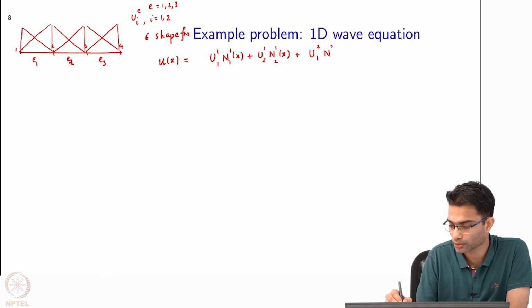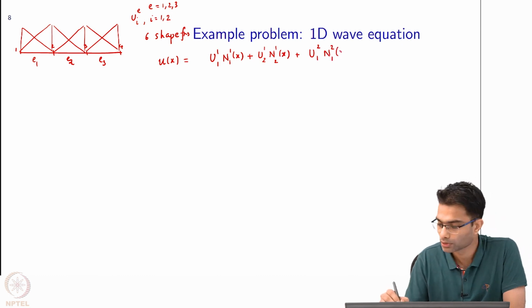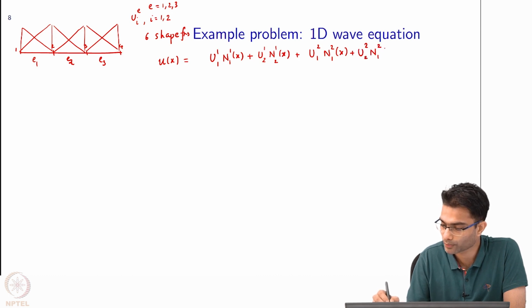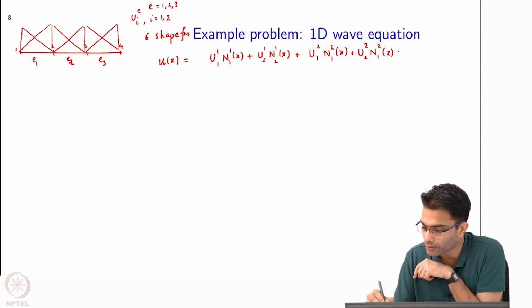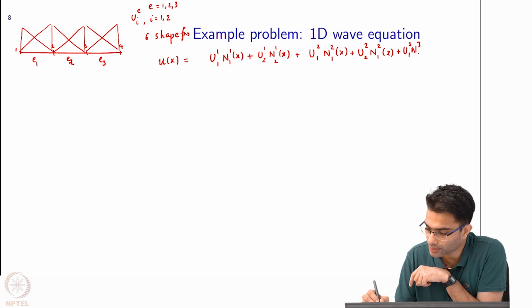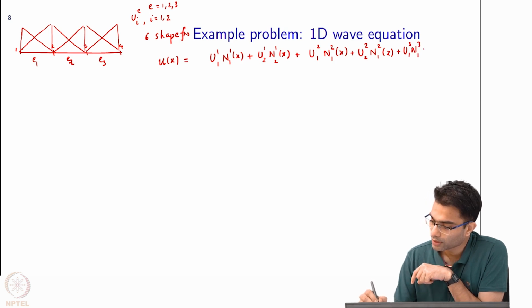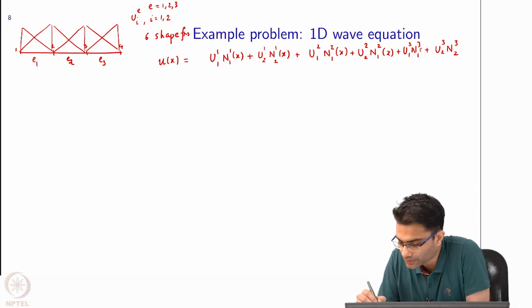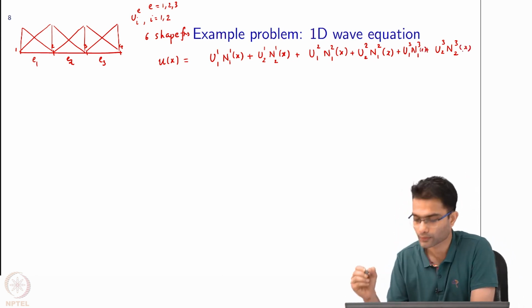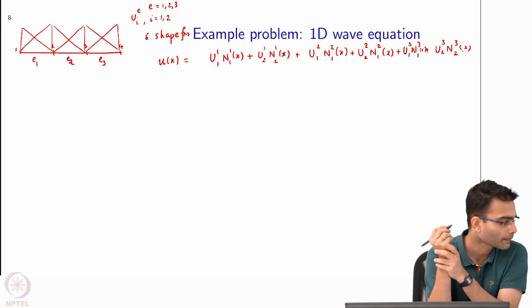u_1^2 N_1^2, u_2^2 N_2^2. Now that you get the hang of it, you can write it quickly. Plus u_1^3 N_1^3 plus u_2^3 N_2^3. All of this is a function of x. This is how you would write it.